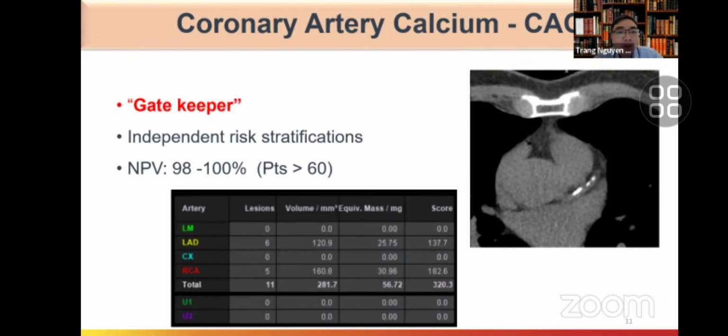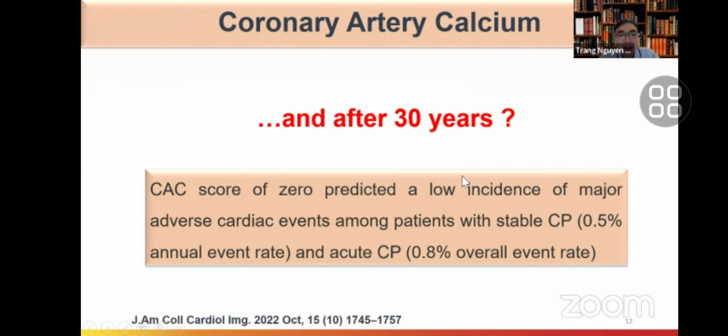So back to the coronary artery, we already have the presentations, and I just briefly mention that the coronary artery calcification, or CAC, is now the gatekeeper as an independent risk stratification with very high NPV. After 30 years until now, a CAC score of zero is still a very good predictive factor, with very low incidence of major cardiac events in patients with stable chest pain or acute chest pain, according to recent studies.